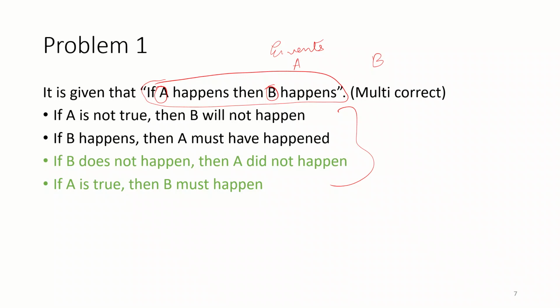The basis of the problem is if A and then B happens, then B must happen. Now we take the first option: if A is not true, then B will not happen. So if A means we study, and if we don't study, then we will not get to the examination. If A happens, then B must happen. So if A does not happen, B also does not happen. So then why is it not correct?